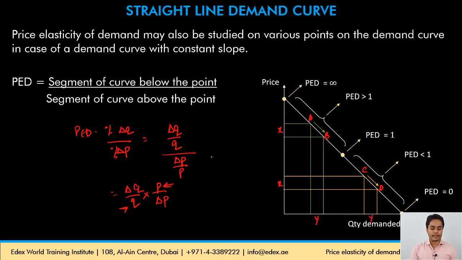So now if you try to calculate the PED value with the same change in quantity and change in price XY at both points A and C, but the original quantity and original price at both points are different. At point A, Q is lower, P is higher, but at point C, Q is higher, P is lower. You will get higher PED value for the segment of the demand curve above PED equals to 1, and you will get lower PED value for the segment of the demand curve below PED equals to 1. And that's why PED values differ at different points along the straight line demand curve.